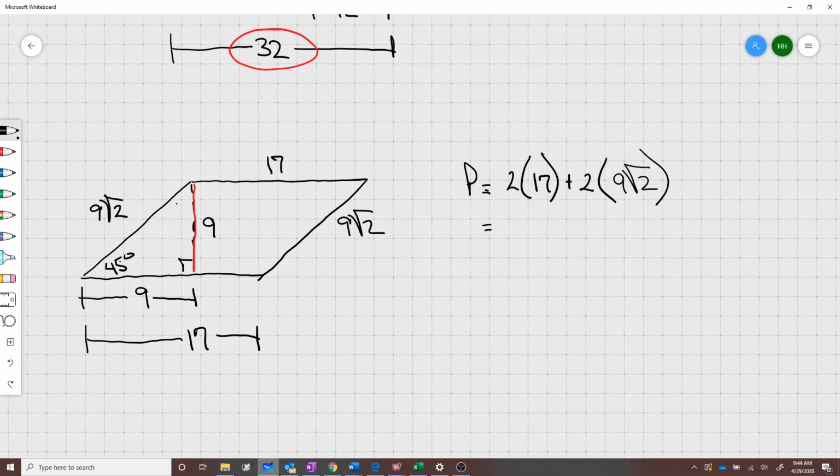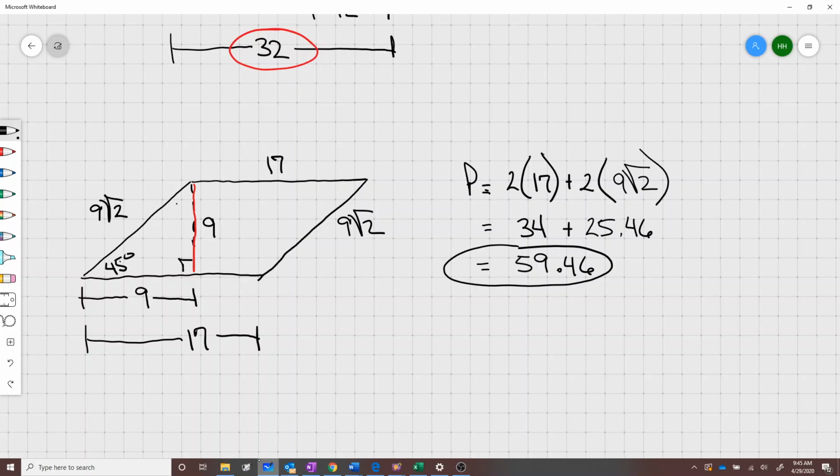So let's do this in your calculator. Your 2 17s are 34, and then you've got 2 times 9 times the square root of 2, 25.46. And we're going to add that to the 34, and we got 59.46. There's your perimeter.